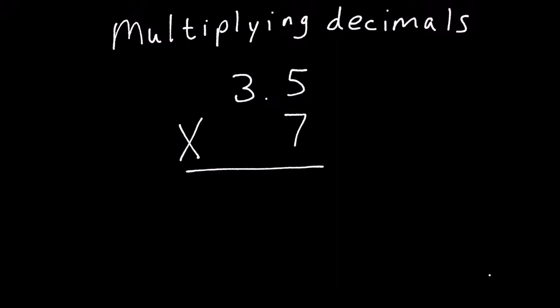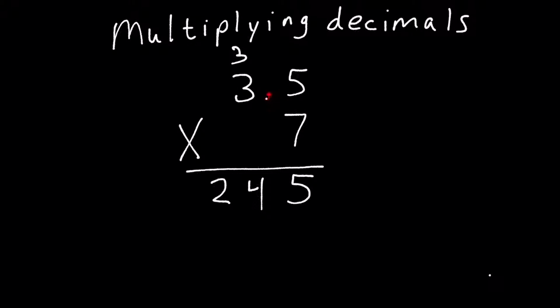So first do our 7 times 5, which is 35. Put down the 5 and carry the 3. And then do our 7 times 3, which is 21, plus 3, which is 24. And we end up with what looks like 245. But here's where the decimal comes in.